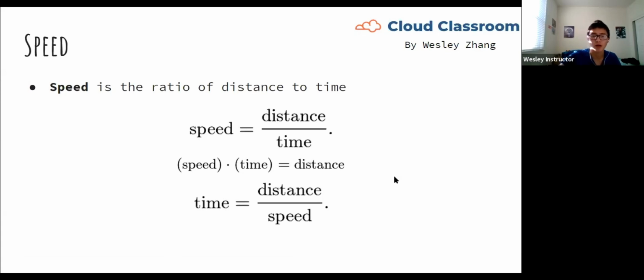Yeah, speed is like miles per hour or kilometers per hour. But the US is the only one that uses miles because we want to.